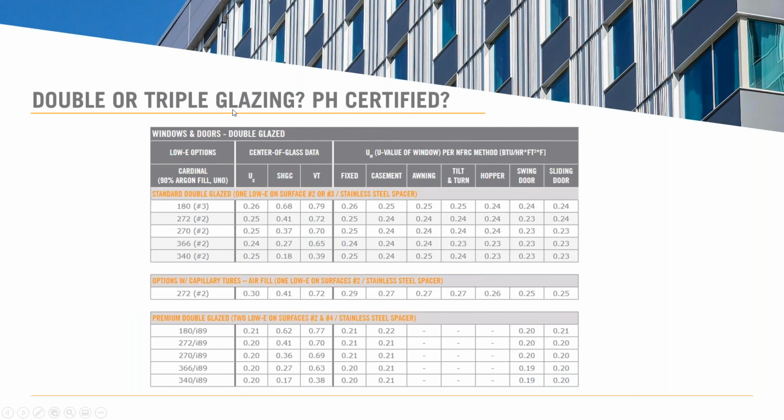So another key consideration is the performance level of your window. Once you've selected your window type, do we go with double or triple glazing? Do we want to go passive house certified? Let's start with something that most people are familiar with here. I'll use the example of a fixed double glazed window here, and you're looking at NFRC performance here.